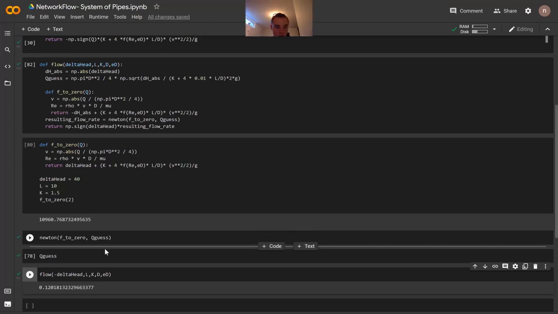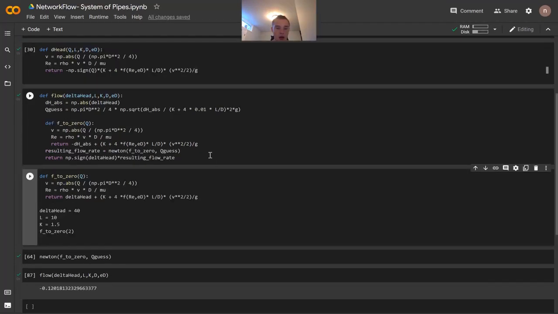Given an initial value for the Fanning friction factor, it uses Newton's method to give a new initial value for our Q guess. It works to incorporate the directionality of our delta head, so we don't get a negative Reynolds number. And now our delta head and our flow have opposite signs, which is what we needed. Okay, now that we have our flow function, we can clean this code up a little bit.